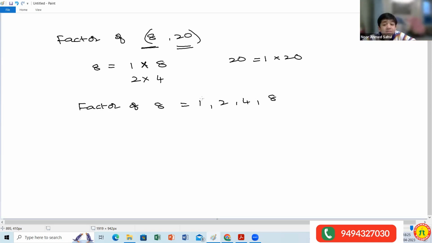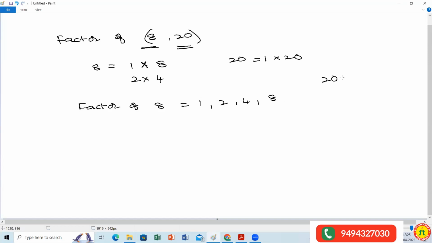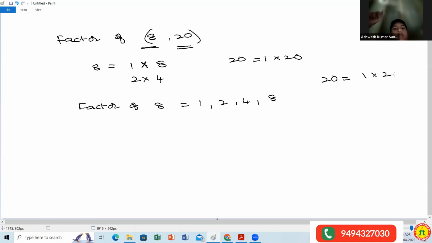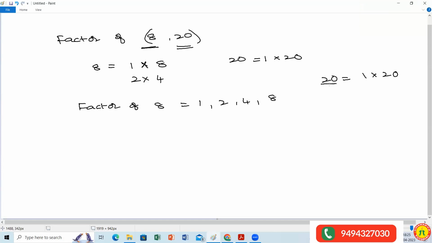Now you see, which is the least common factor for every number? 1. Which is the greatest factor for every number? The number itself. Coming to 20, please come on, children. 1 and 20. Noor, please respond and give for 20. Ma'am, 2 tens are 20. Very good. 2 tens are 20. 5 fours are 20.